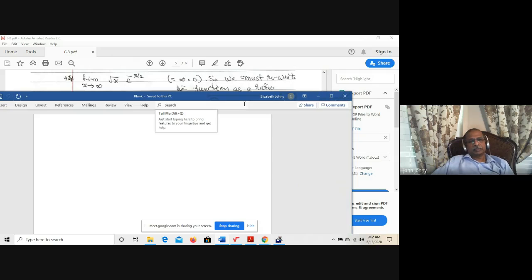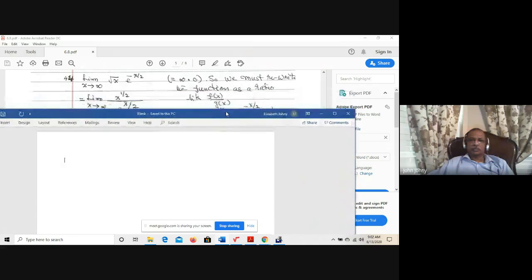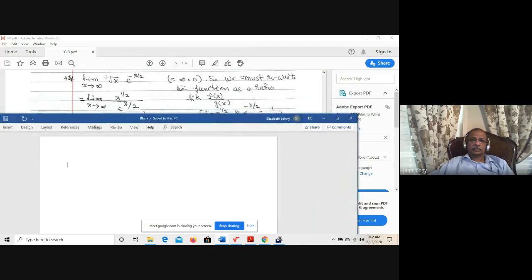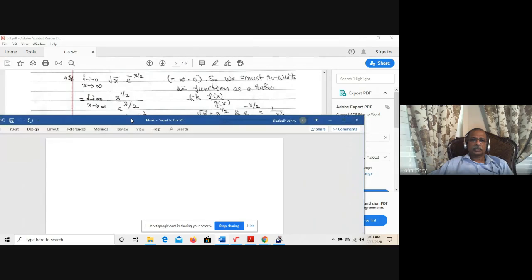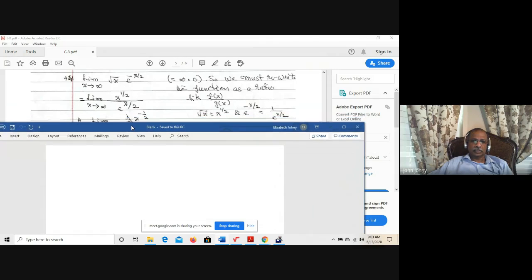44. Limit x approaches infinity, square root of x times e to the negative x over 2. When you substitute x is equal to infinity, you get infinity times 0. You cannot apply L'Hopital's directly. So we must rewrite the function as a ratio of two functions, f(x) over g(x). So square root of x is x to the 1 half, e to the negative x over 2 is 1 over e to the x over 2. So I wrote it as x to the 1 half divided by e to the x over 2. Substitute, you are going to get infinity over infinity.